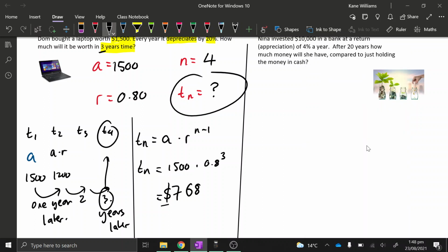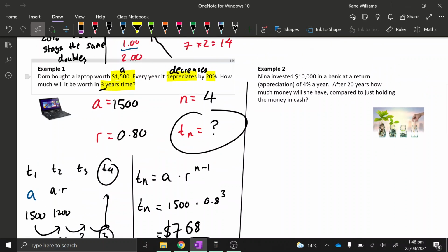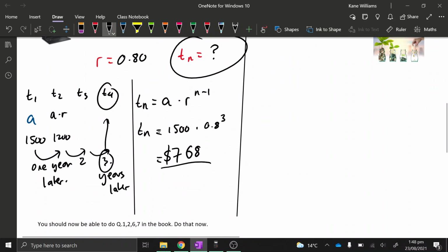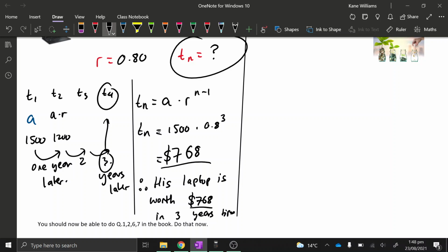Okay, are we finished? No, we're not finished, because we don't have a conclusion. We haven't answered the question. How much will it be worth in 3 years' time? So, therefore, his laptop is worth $768 in 3 years' time.